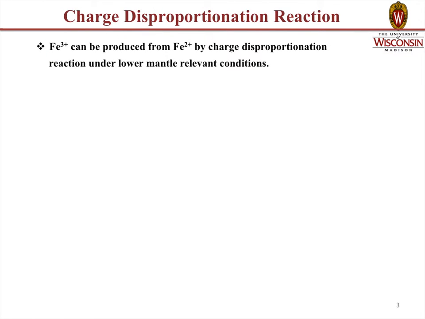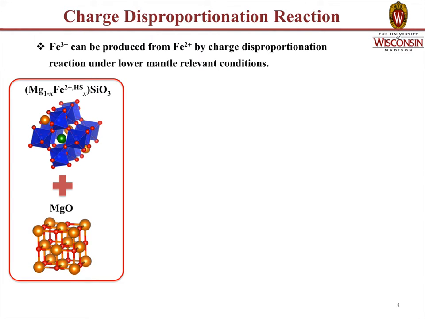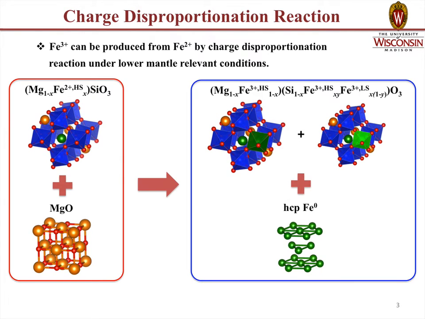Under lower mantle relevant conditions, Fe3+ can be produced from Fe2+ by a charge disproportionation reaction. The reaction is shown by the following pictures. The reactants are ferrous perovskite and MgO in FCC structure. Under charge disproportionation, the products are ferric perovskite with B site Fe3+ in a mixed spin state of high spin and low spin states, and metallic iron.